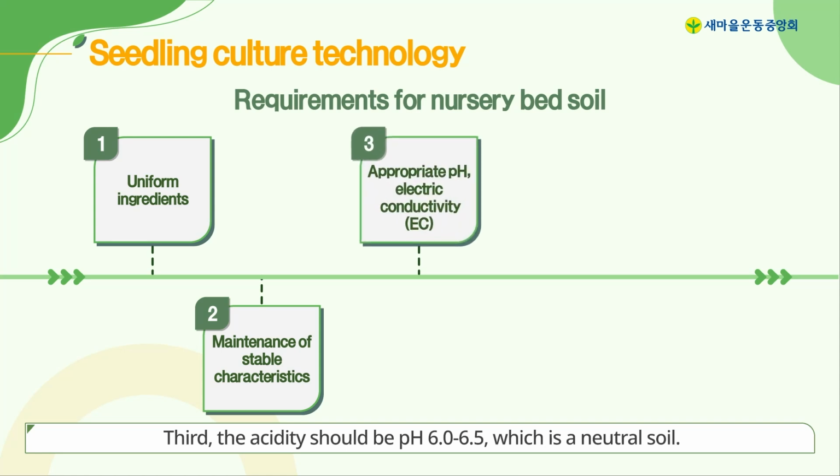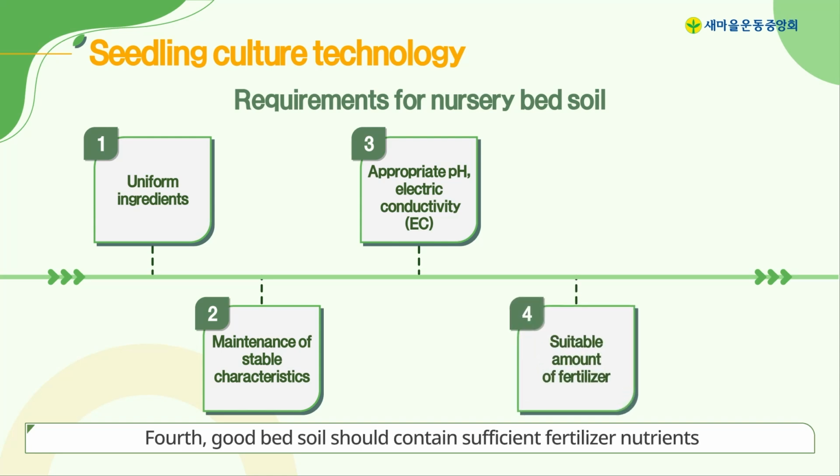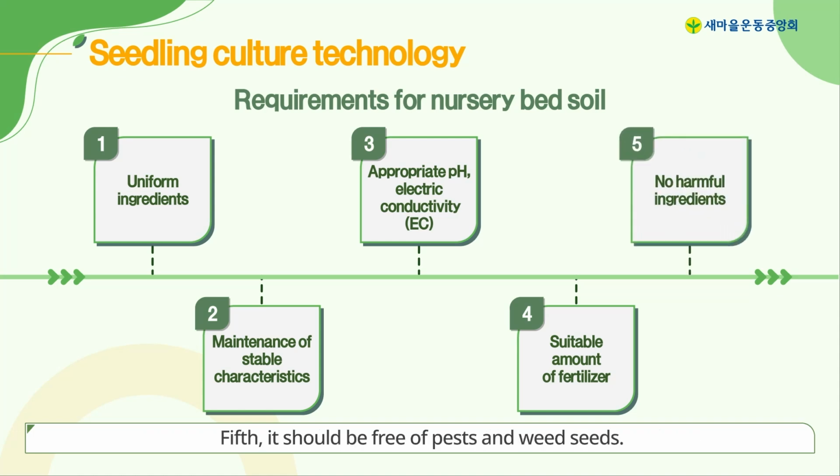Third, the acidity should be pH 6.0 to 6.5, which is a neutral soil. In addition, good bed soil should have no more than 0.5 to 1.2 millisiemens per centimeter in electrical conductivity. Fourth, good bed soil should contain sufficient fertilizer nutrients for growing and developing crops. Fifth, it should be free of pests and weed seeds.